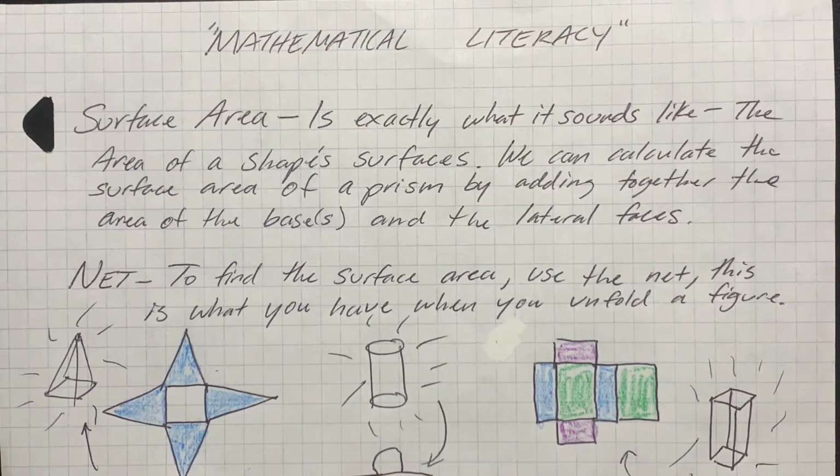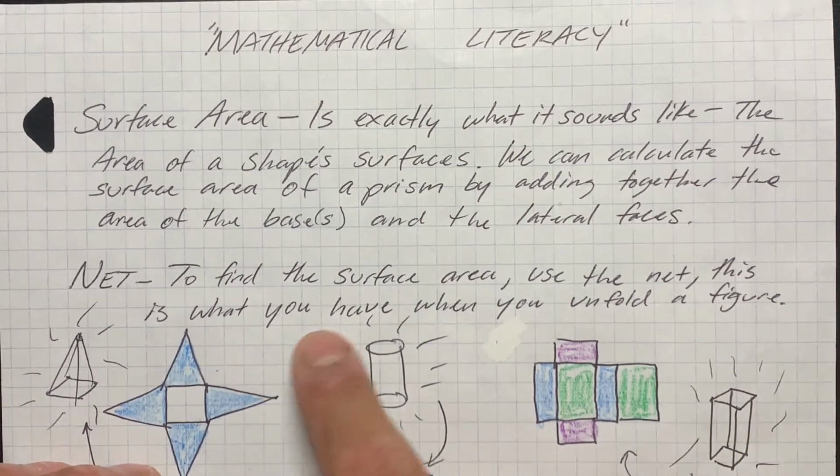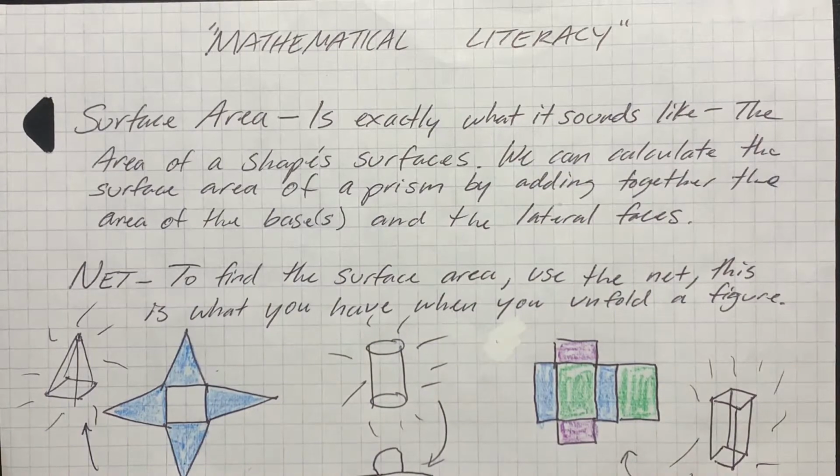Now remember that a surface area is exactly like what it sounds like. The area of a shape's surfaces. So basically we calculate the surface area of a prism or a pyramid by adding together the area of the base or bases and the lateral faces. So basically what we do is we use a net, and a net is the surface area.